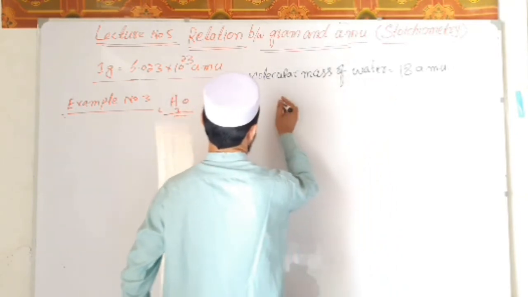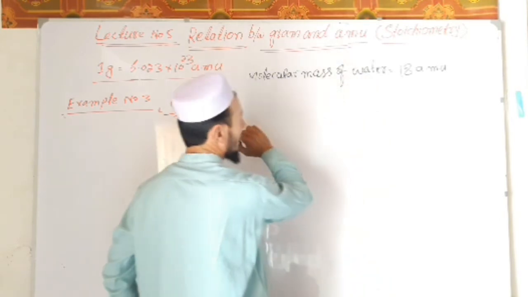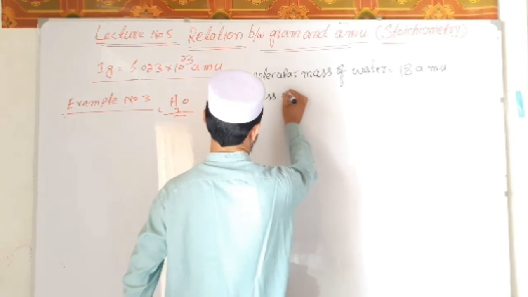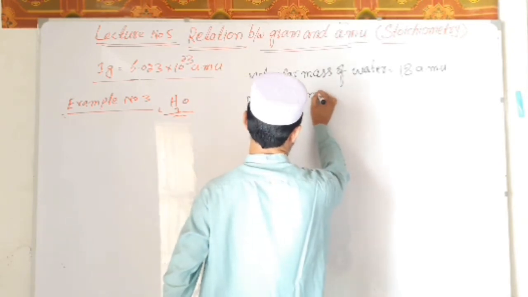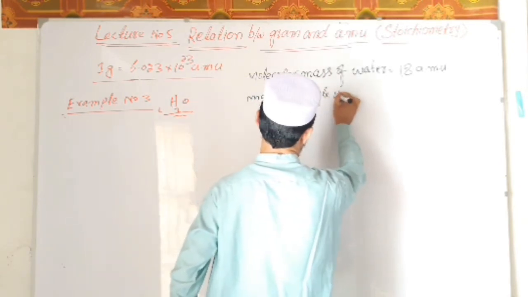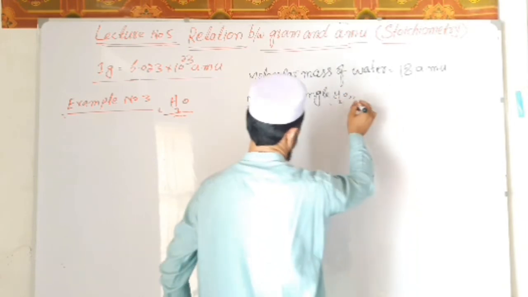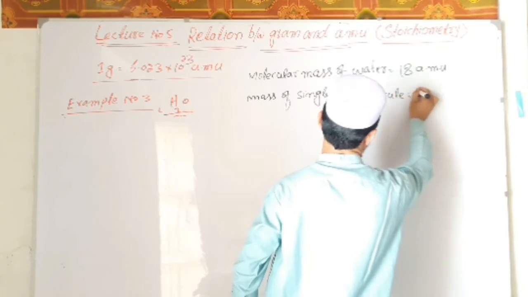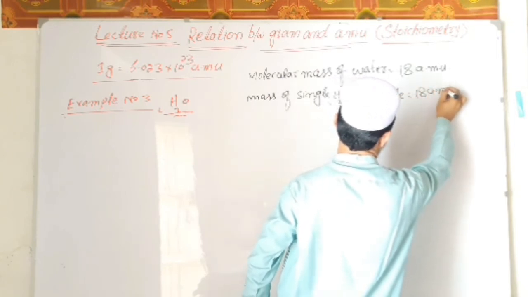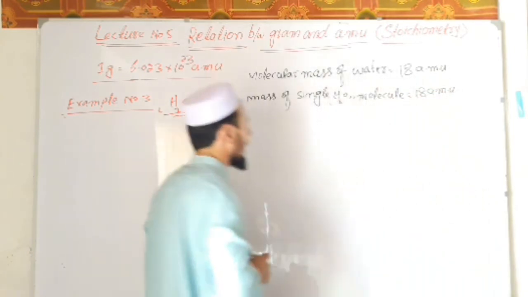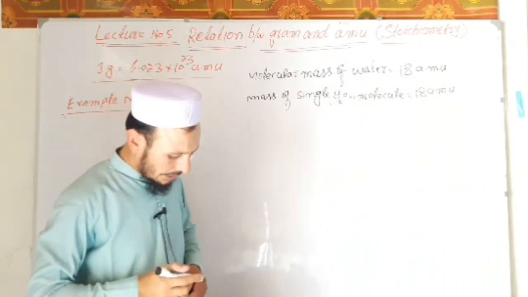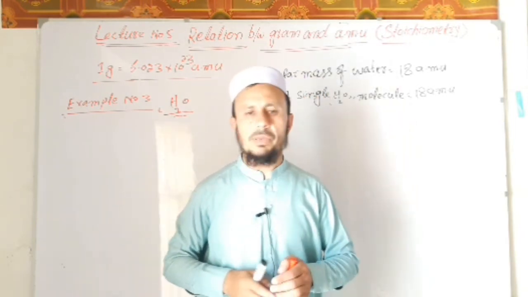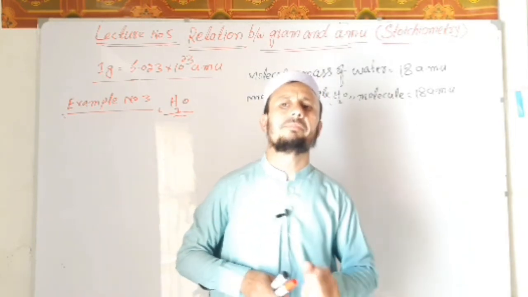What does it mean? It means that the mass of a single H2O molecule is equal to 18 a.m.u. So dear students, here we will raise again a question: what is the mass of a single molecule of water in gram?